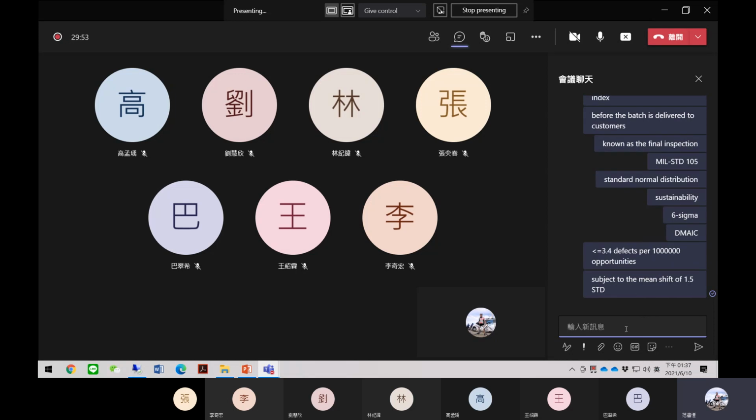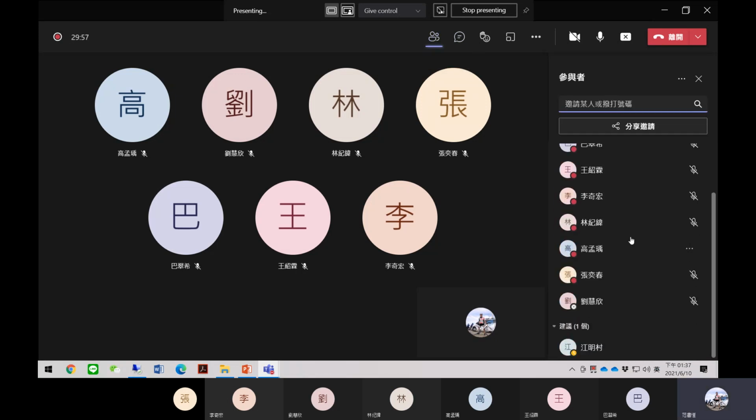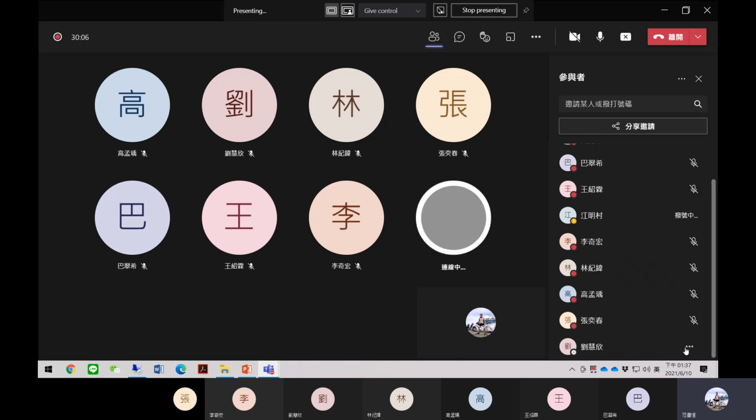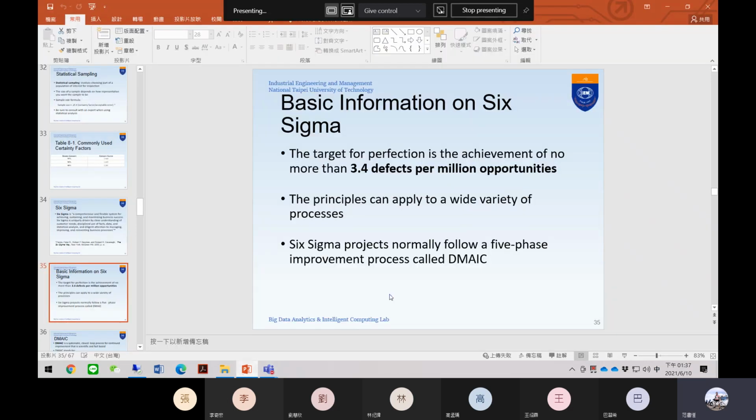One, two, three, four, five, six. We have somebody missing. How come? Let me see. Zhang Mingchun? No? He's not here. Try to catch him, Zhang Mingchun. Okay, I'll try to catch him. In the meantime, we still need to continue.